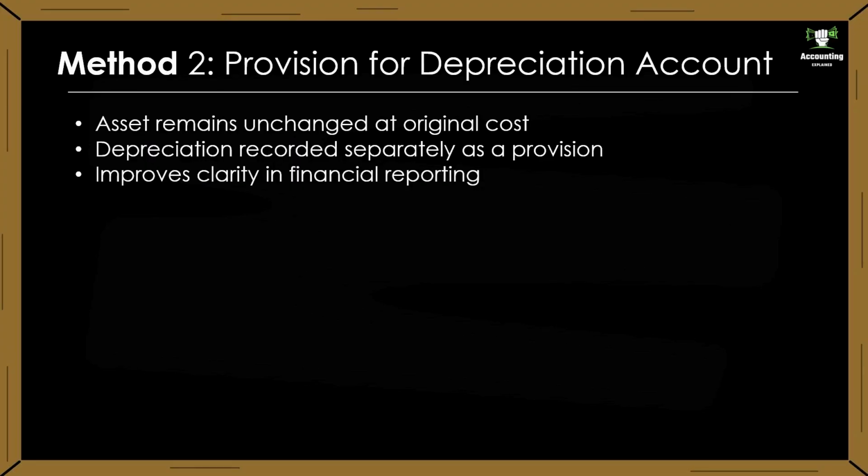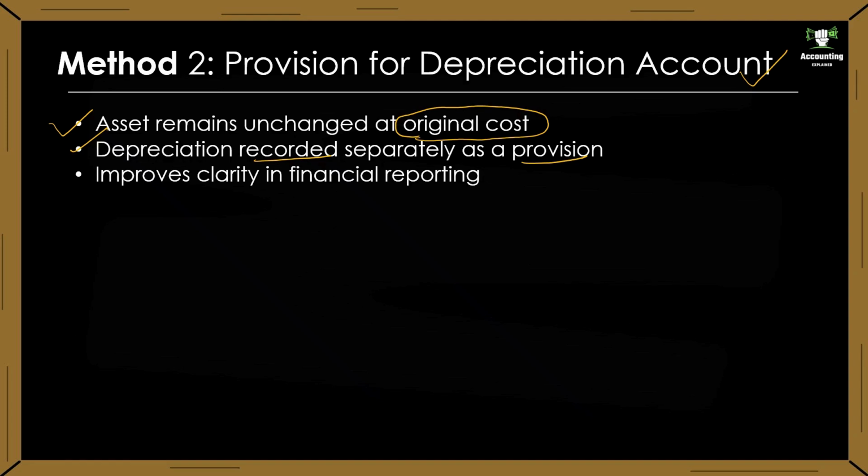Now let us move on to method 2, that is the provision for depreciation account. In this, the asset remains unchanged at original cost. That is, anytime you see the asset account, you will see only the original cost of the asset. Second, depreciation will be recorded separately as a provision. Depreciation is not going to be taken to the asset account.